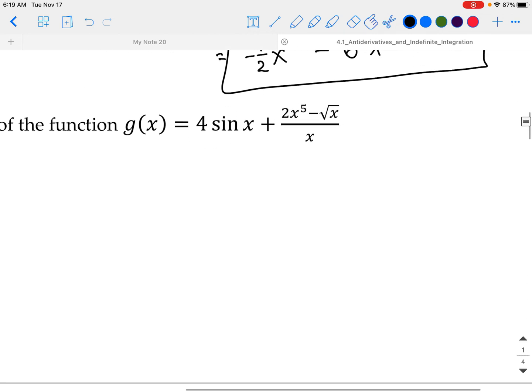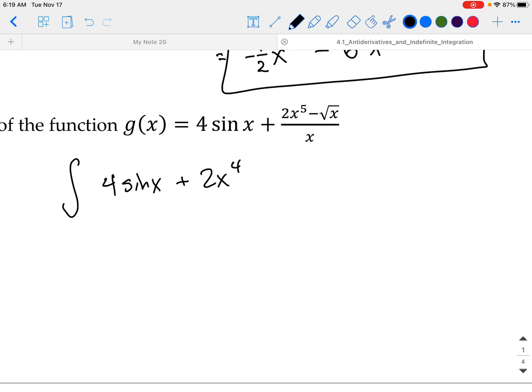All right. So now let's add in some trig functions as well. Not everything is going to be power rule, obviously. So if we want to find the antiderivative of 4 sine x plus this expression on the right, again, we'll split the fraction into 2 separate monomial terms. So we'll have 2x to the 4th when we divide the x out of 2x to the 5th, minus, and then rad x over x is going to be the same as x to the negative 1/2, or 1 over rad x, however you want to write it, dx. So this is going to be what we want to anti-differentiate.